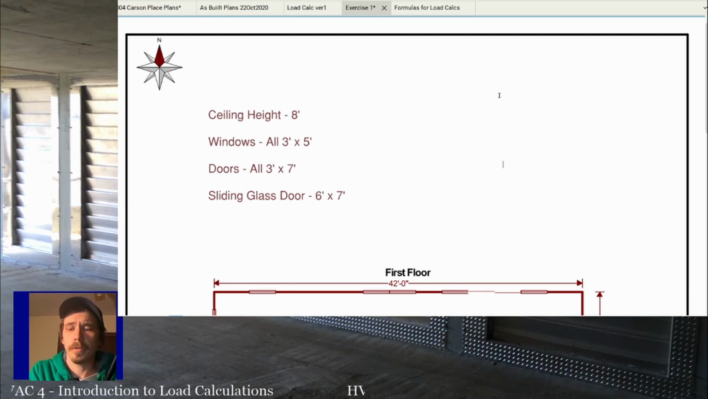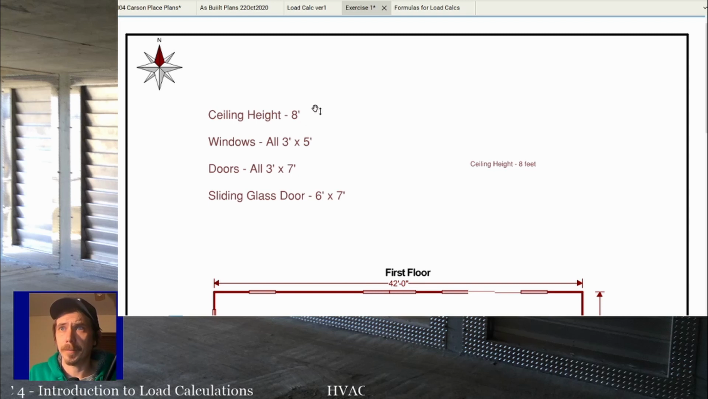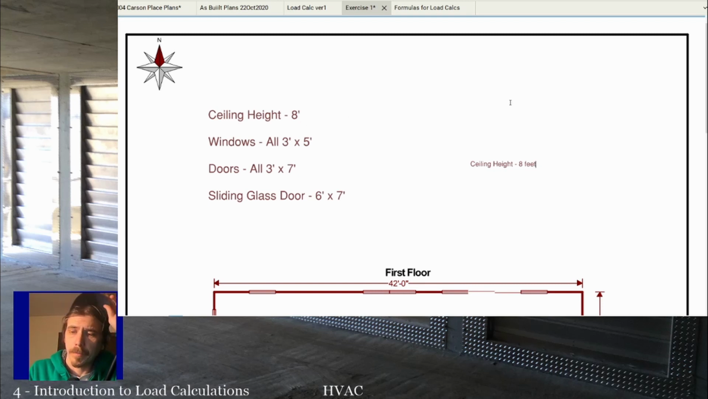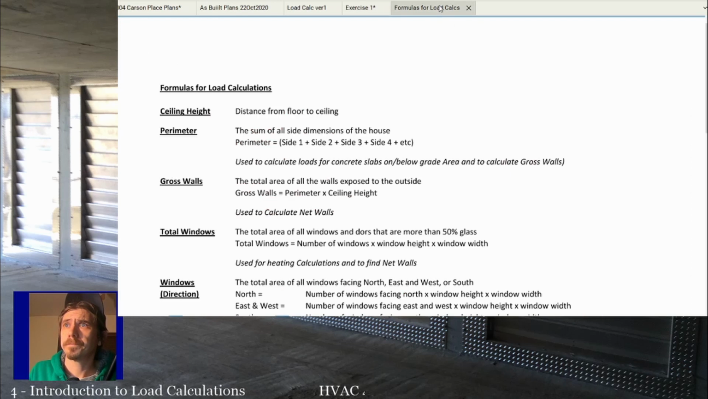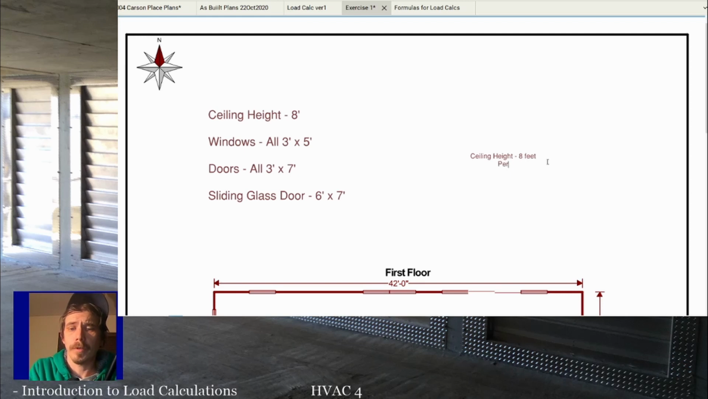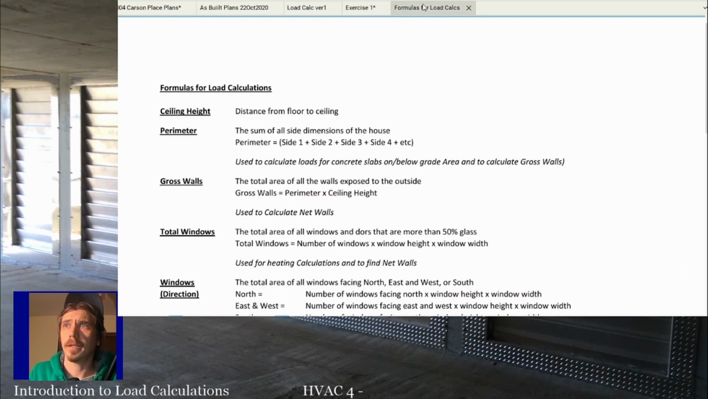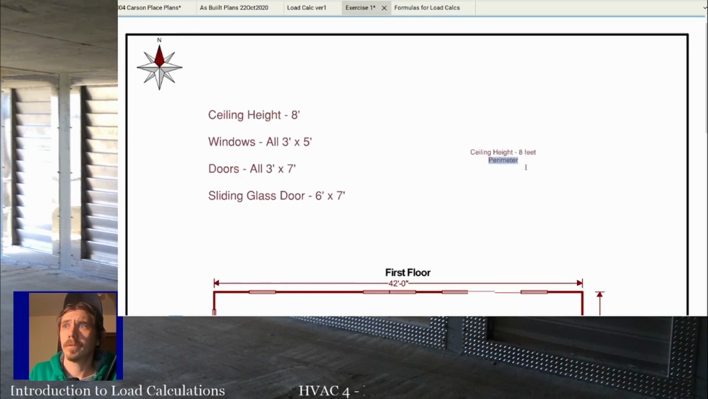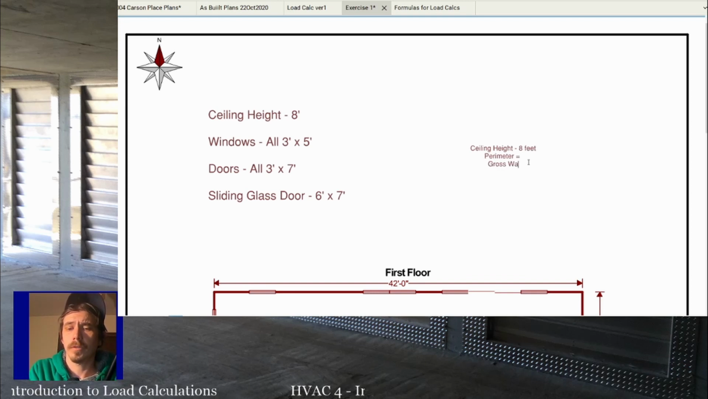We need ceiling heights, which is already there, but I'll put it up there anyway. Anytime you're doing a house, you're going to want to know ceiling height. On this one, the ceiling height is 8 feet. Everybody knows that an apostrophe there means feet, right? 8 feet. We'll need to put in the perimeter. We're going to put in the gross walls.